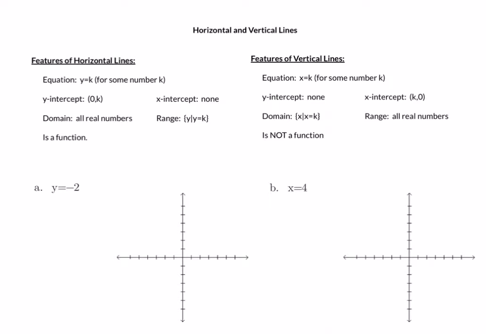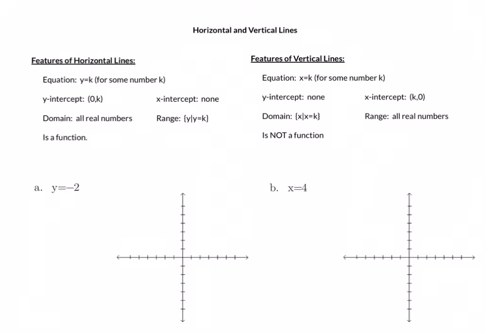So let's start with horizontal and vertical lines. These are some special cases. So let's look at each one of them. A horizontal line is going to be a line that goes left or right. It does not go up or down. The equation for a horizontal line is y equals k, where k is some number. It has a y-intercept at (0, k), that's where it crosses the y-axis, and it has no x-intercept.